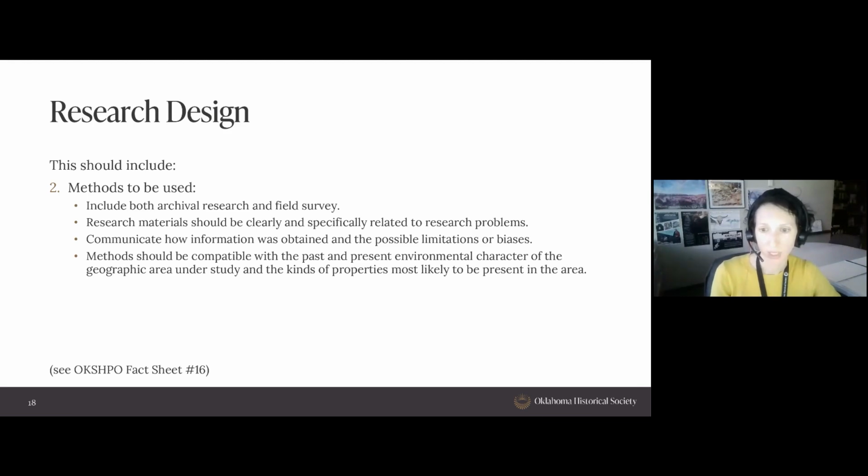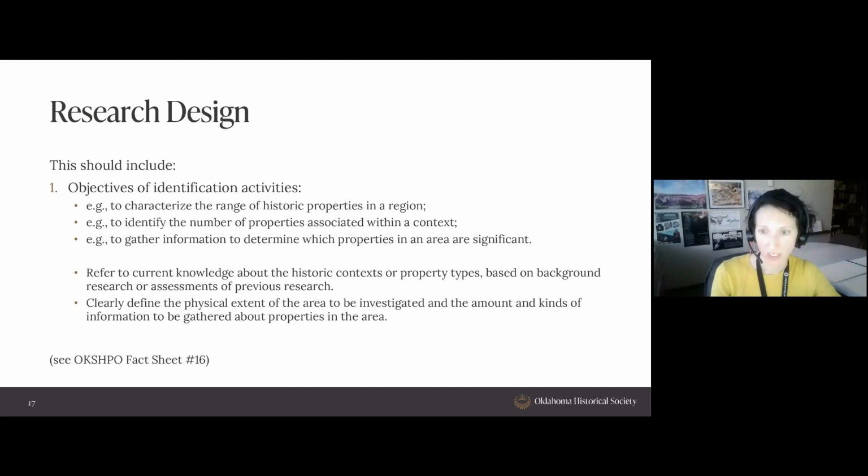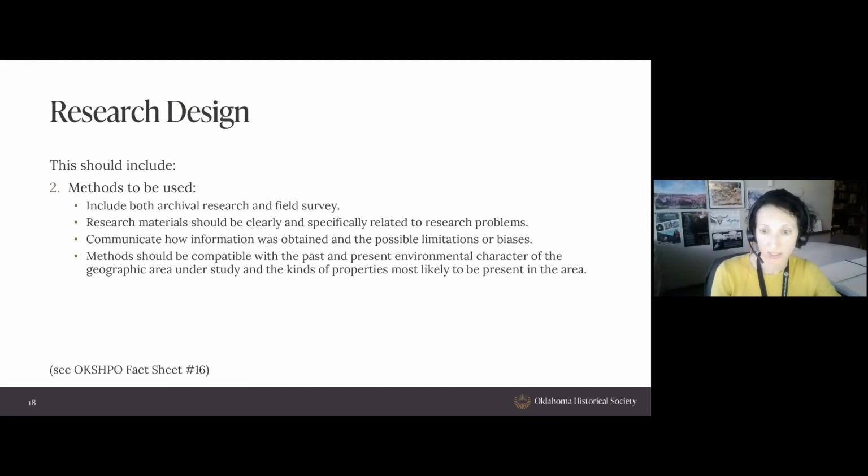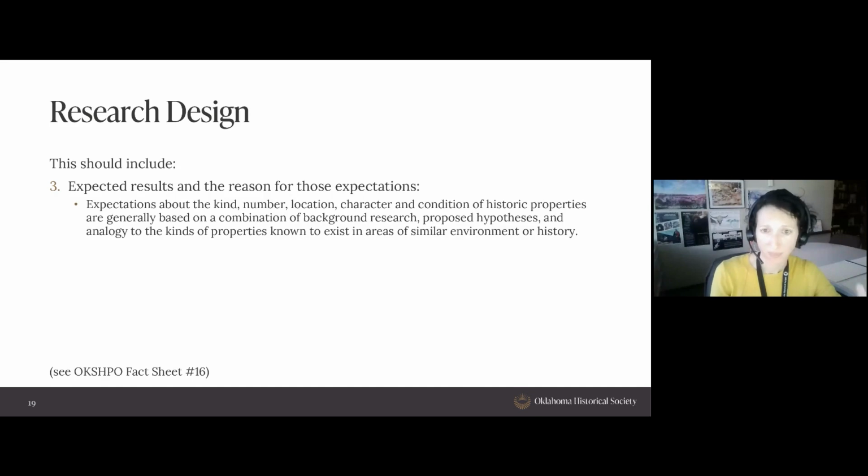So, one, objectives of identification activities. Two, methods to be used. Three, expected results and the reason for those expectations. So the third part of the research design, you want to talk about the expectations about the kind, number, location, character, and condition of historic properties. And these are generally based on a combination of your background research, proposed hypotheses, and an analogy to kinds of properties that you know exist in areas of similar environment or history.